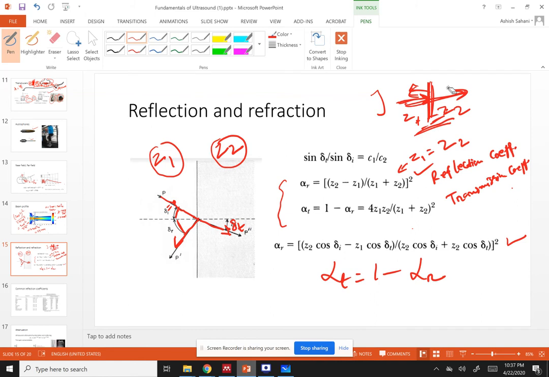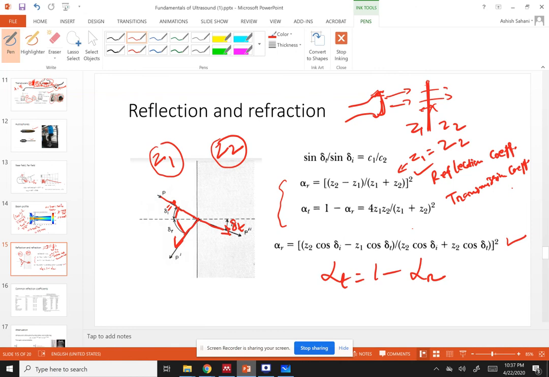And if there is a lot of difference between Z1 and Z2, so this is the ultrasound transducer, and suppose this ultrasound is coming and hitting this medium, moving from Z1 to Z2. If Z1 and Z2 are almost similar, then all of the sound power will get transmitted and very little reflection will occur. So this interface will almost be invisible to ultrasound.